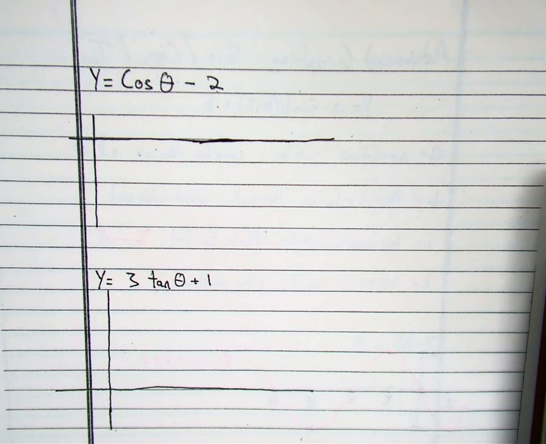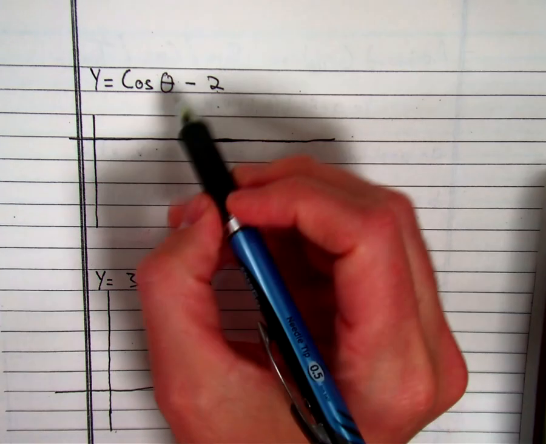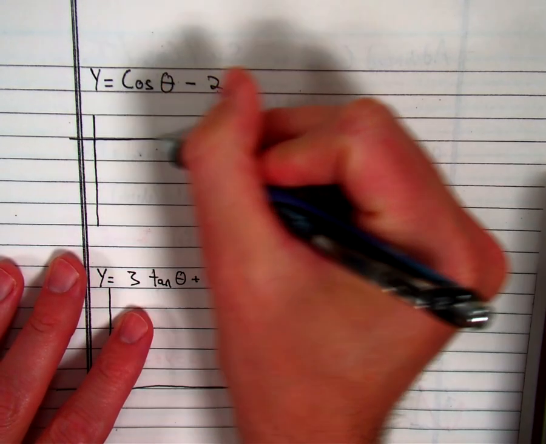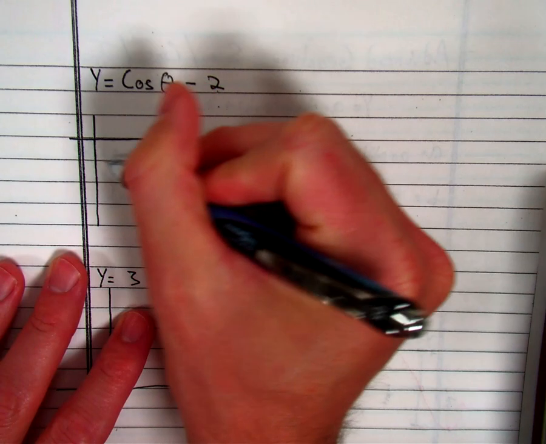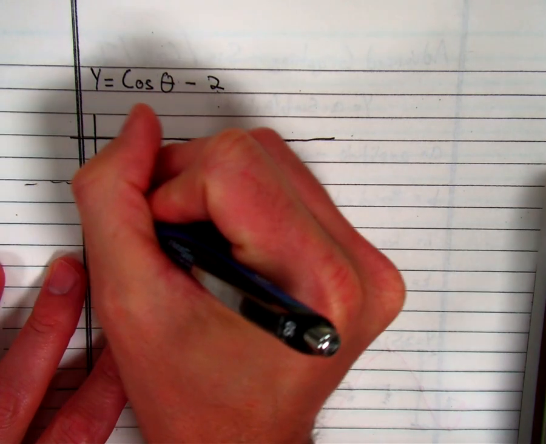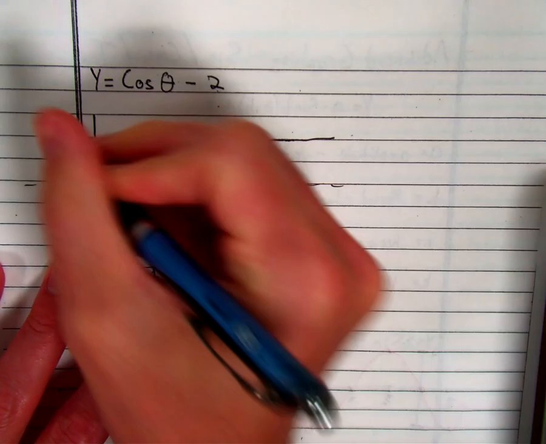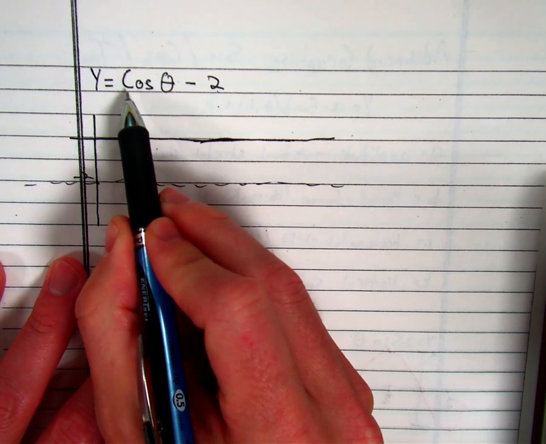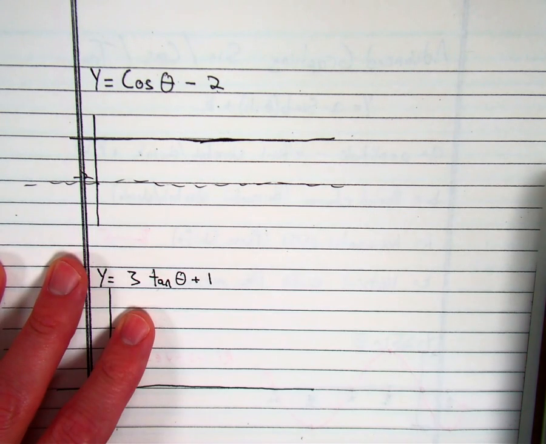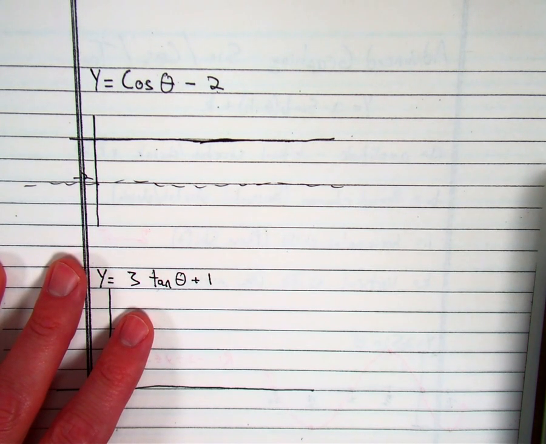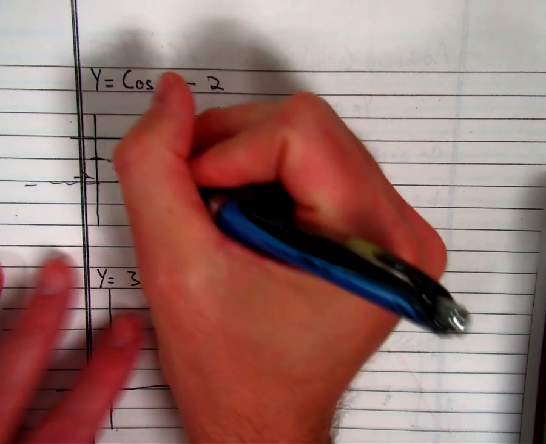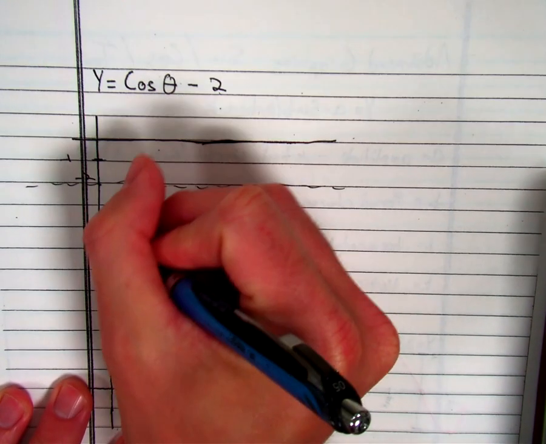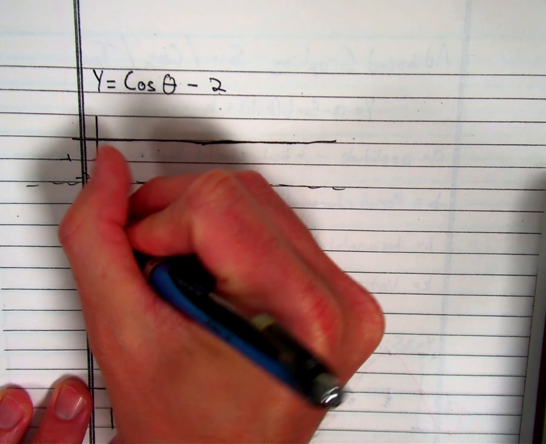Alright, cosine minus 2, not cosine of minus 2. Minus 2. So our midline is not 0 anymore. We're going to go down 1, 2. Okay, there's our midline at negative 2. Our front multiplier, our amplitude, it's not there, so really it's just a 1. So we're going to go up to negative 1 and down to negative 3.